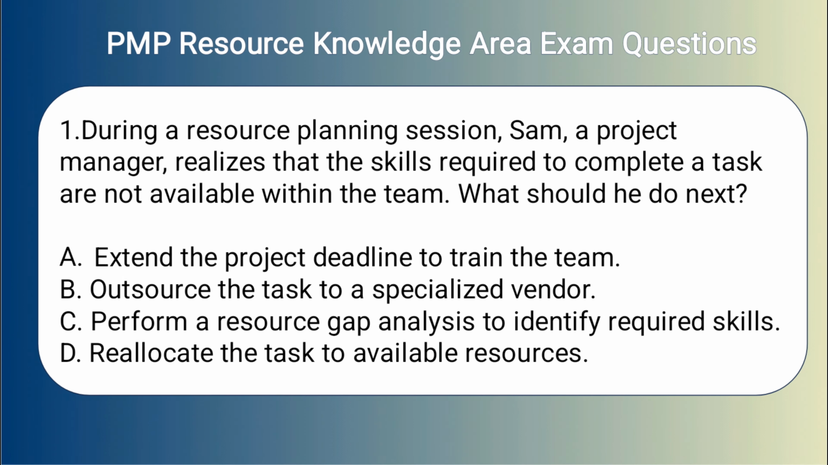1. During a resource planning session, Sam, a project manager, realizes that the skills required to complete a task are not available within the team. What should he do next? A. Extend the project deadline to train the team. B. Outsource the task to a specialized vendor. C. Perform a resource gap analysis to identify required skills. D. Reallocate the task to available resources.